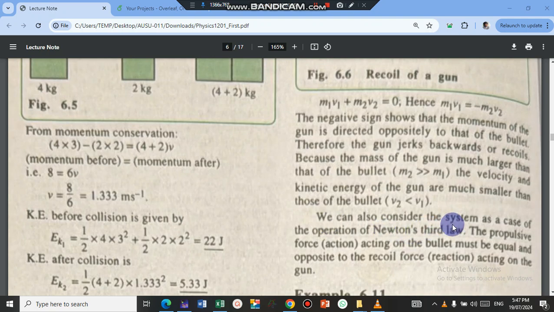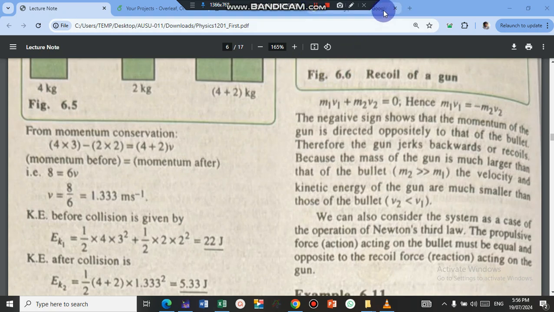We can also, let me explain this. In the military, the soldiers during training are always advised not to hold the gun against their shoulder, because if you hold a rifle against your shoulder, after firing, it will recoil back and hit you on the shoulder. And for that, they are always advised not to do that.